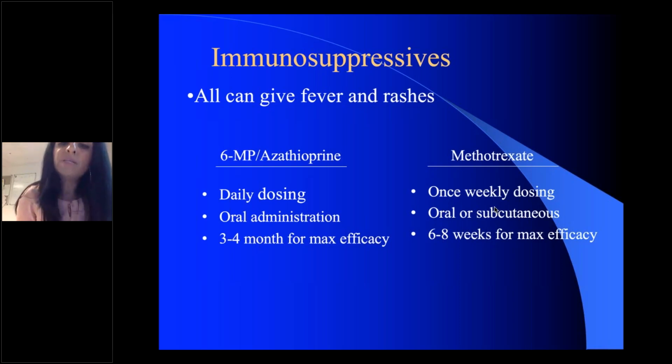Methotrexate is a once-weekly dosing regime. We can give it orally or subcutaneously. And again, this takes up to 2 months to really start to work.